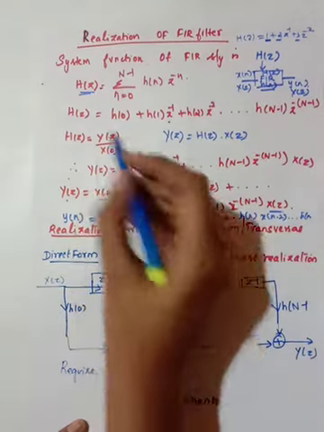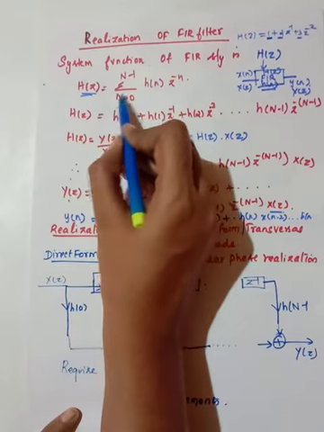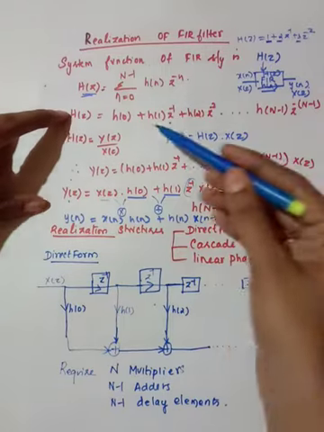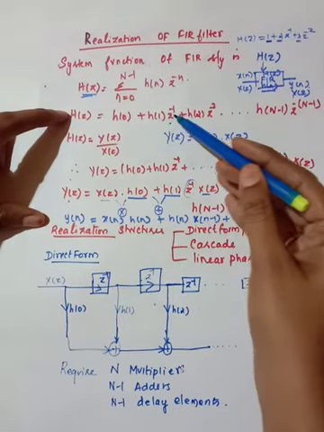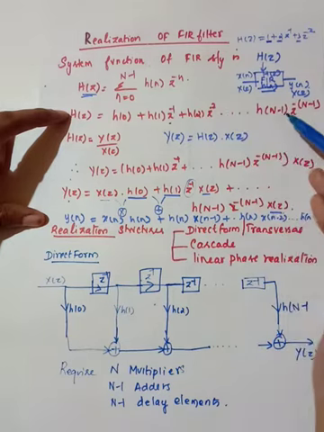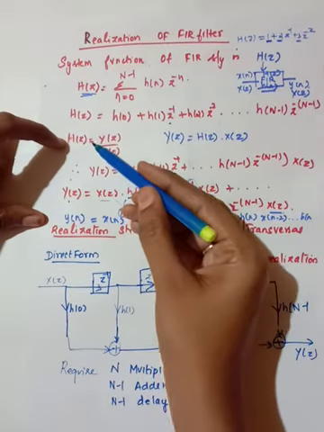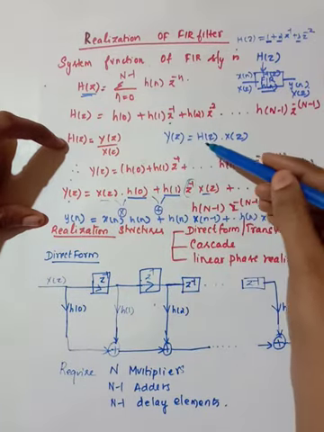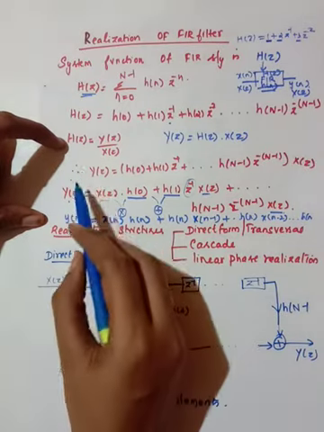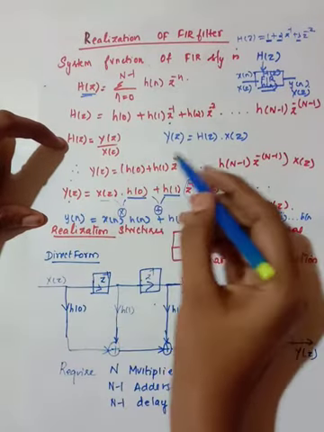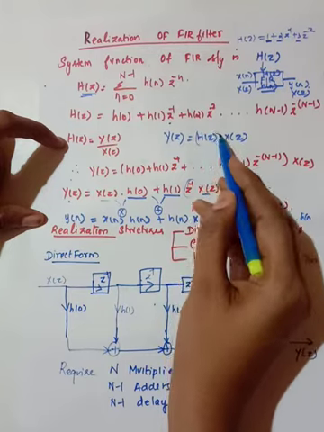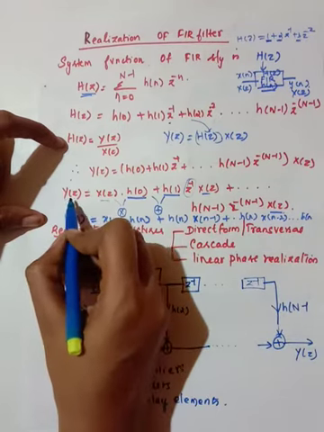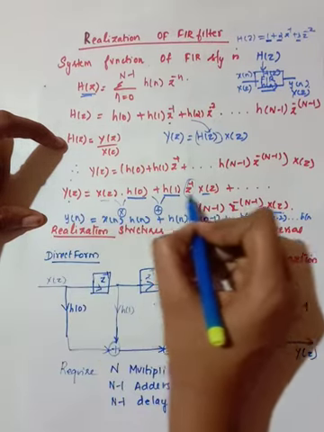So H of z is equal to summation n equal to 0 to n minus 1 of h of n z power minus n. By expanding this you will get h of 0 plus h of 1 z inverse plus h of 2 z power minus 2, like this. Also you know that H of z is equal to Y of z by X of z, and this output can be written as H of z into X of z. Comparing these two, you can write the value of H of z here, so you will get this equation. Now when you multiply with this equation you will get these terms.